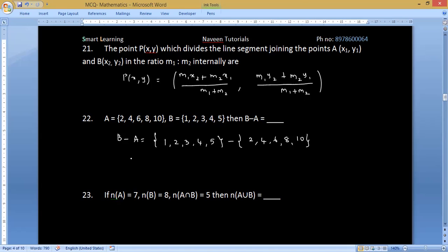So we have to find B dash A: the elements which are in B that should not be in A. So 1 is not there in A, 2 is there, 3 is not there, 4 is there, and 5 is not there. So our definition is the elements which are in B that should not be in A. So the answer is 1, 3, 5. So this is B minus A, or B dash A.